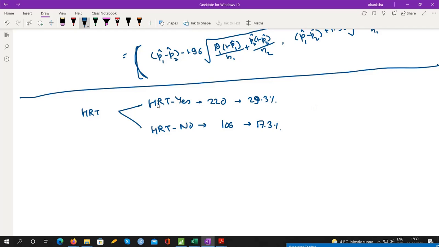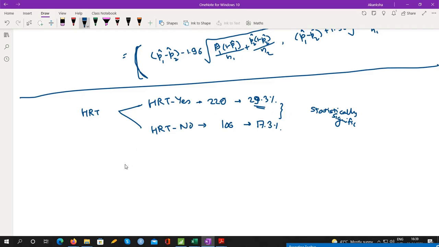Now, just looking at these values, it seems that the proportion of smokers is high in the group which required hormone replacement therapy, whereas the proportion of smokers is low in the group which did not. However, we don't know whether this difference is high enough to make such conclusions, whether it is statistically significant or occurring just by chance. The difference could occur just by chance. So we need to construct a confidence interval for this difference.